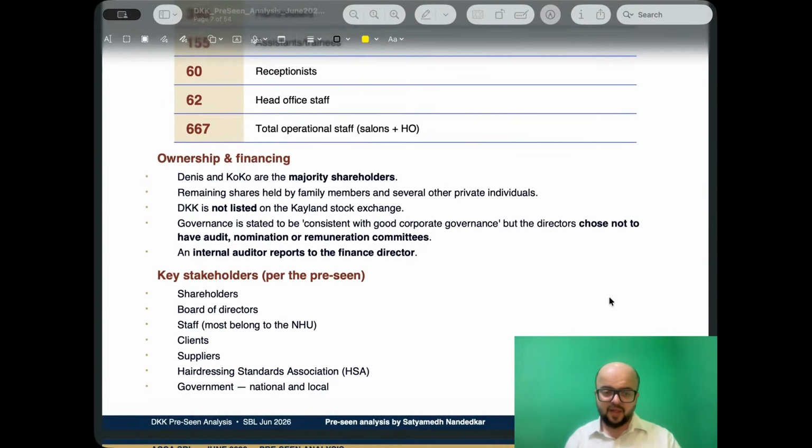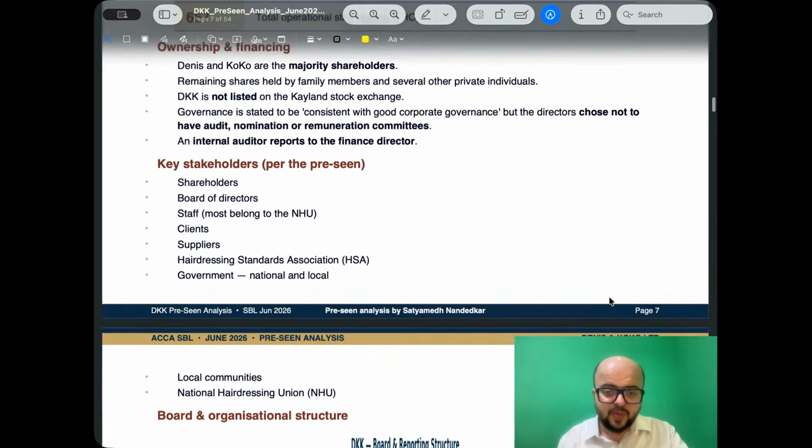Then who are the stakeholders as per our pre-seen? Shareholders, board of directors, staff, most belong to the union, clients, suppliers, hairdressing standards association, government, national and local, local communities, national hairdressing union, NHU.